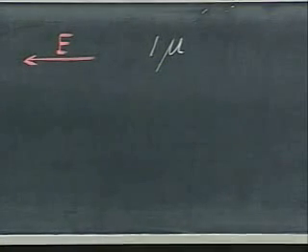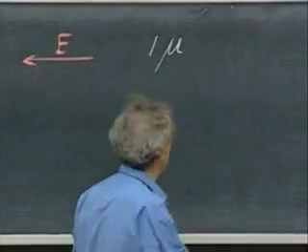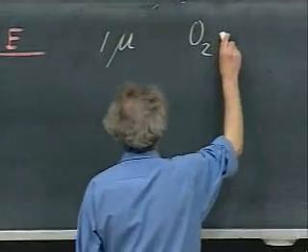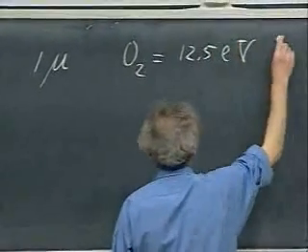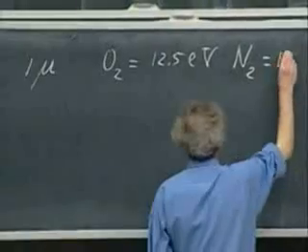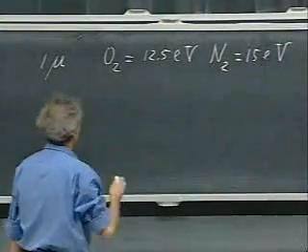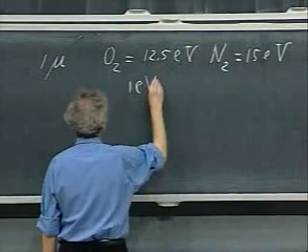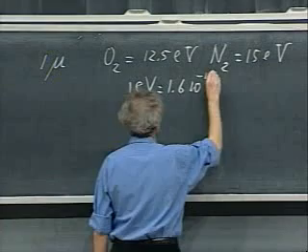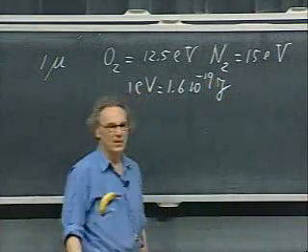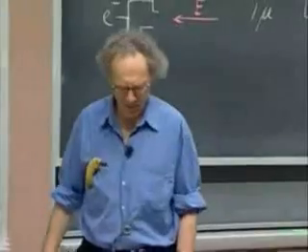To ionize nitrogen, to ionize oxygen takes energy. To ionize an oxygen molecule takes 12.5 electron volts, and to ionize nitrogen takes about 15 electron volts. What is an electron volt? Well, an electron volt is a teeny-weeny little amount of energy. It's 1.6 times 10 to the minus 19 joules. Electron volt is actually a very nice unit of energy.